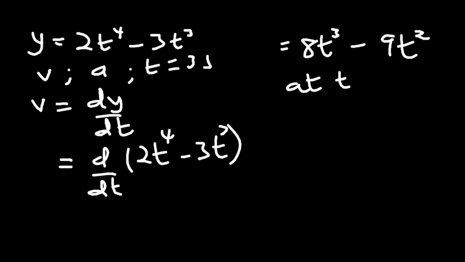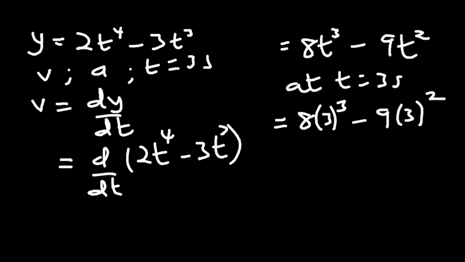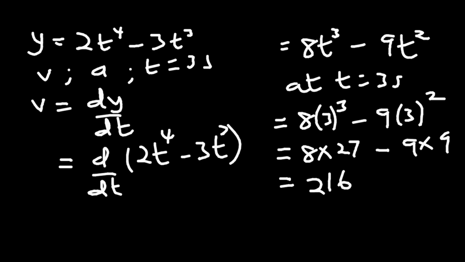At t equals 3 seconds, we shall have that the instantaneous velocity v equals 8 multiplied by 3 raised to power 3 minus 9 multiplied by 3 raised to power 2, which of course will give us 8 multiplied by 27 minus 9 multiplied by 9. 8 times 27 will give 216 minus 9 times 9, 81, which of course will give us 135 meters per second. And that is the instantaneous velocity.